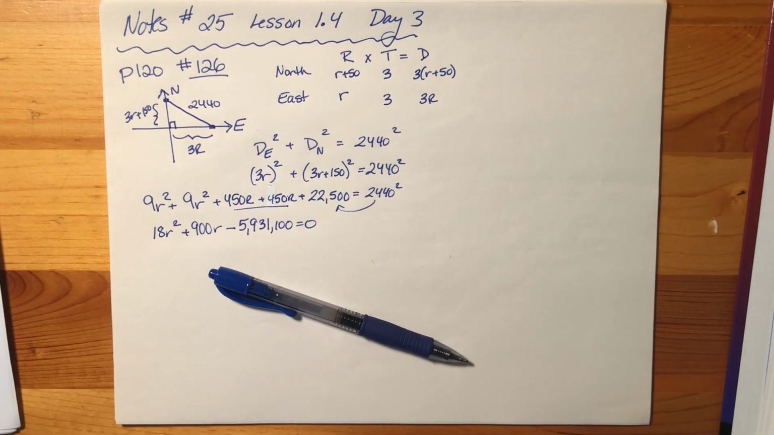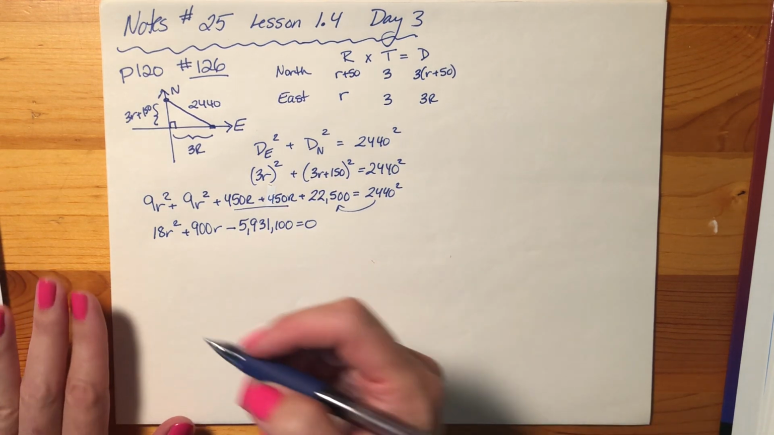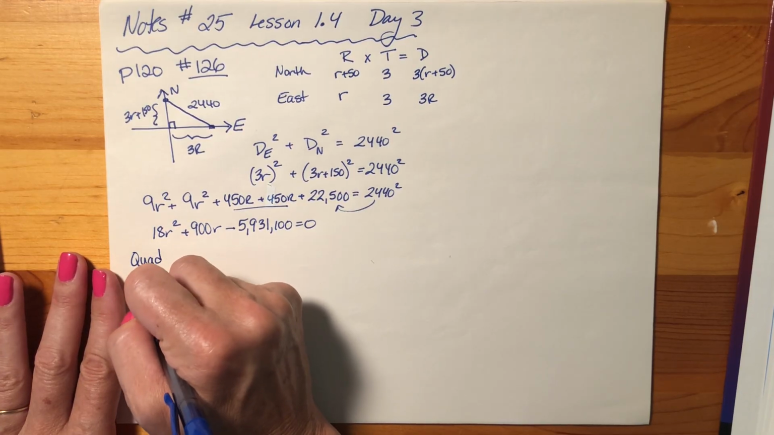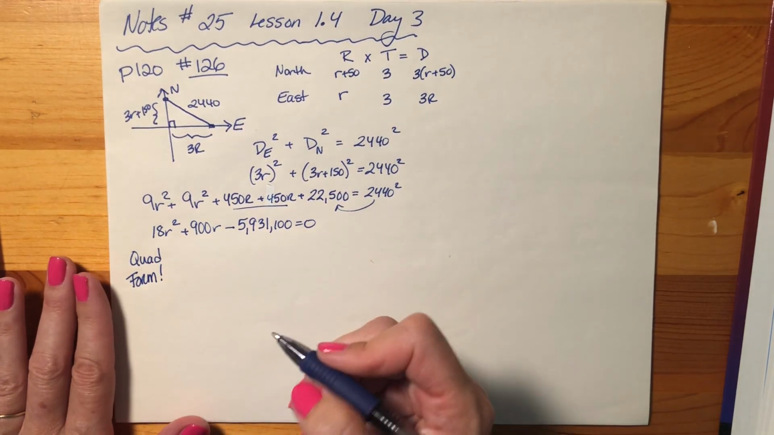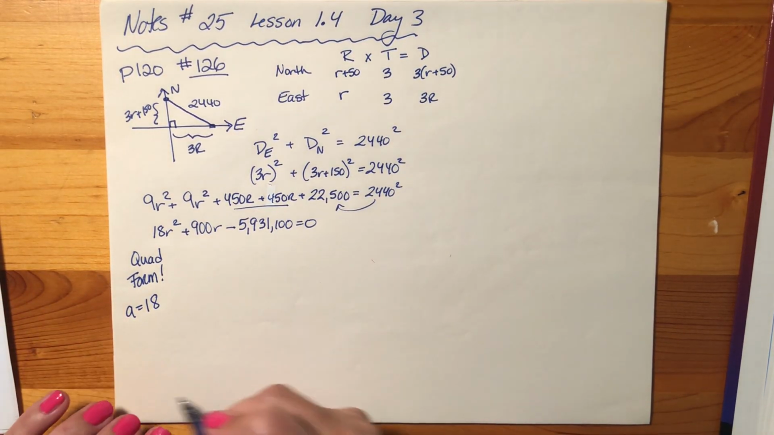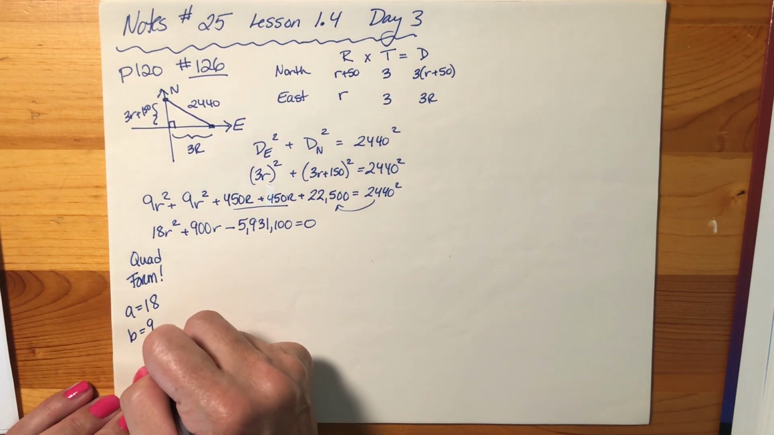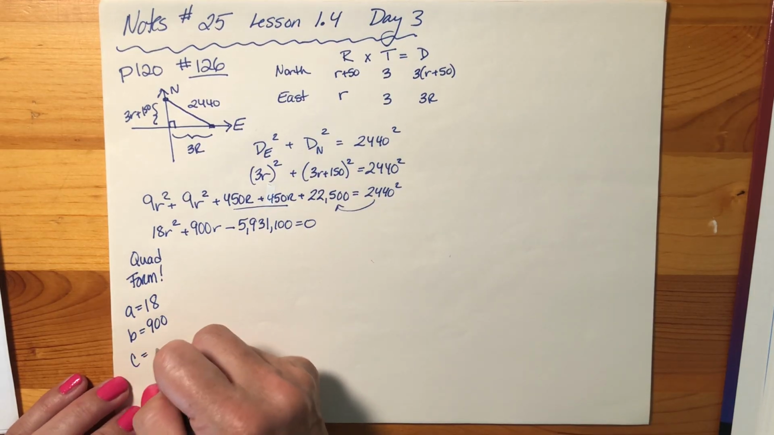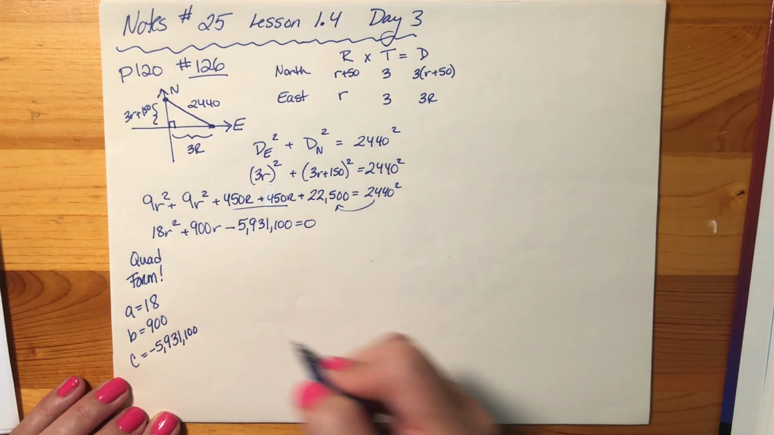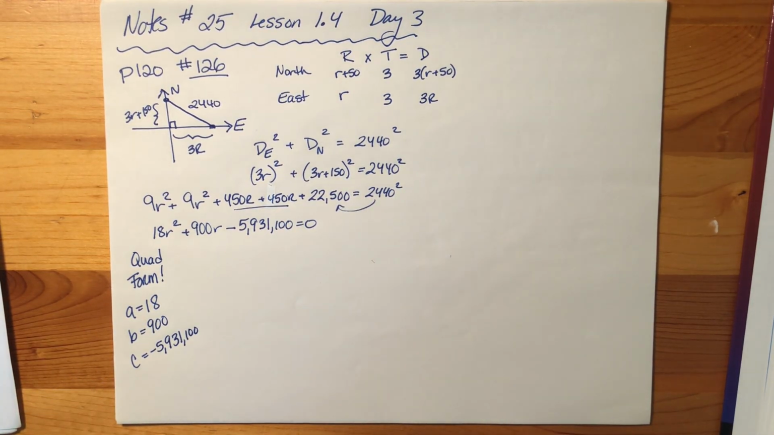Factoring that off the top of my head, probably not going to happen, right? So I need to use my quadratic formula. You know exactly. You need to use your quadratic formula. We love our quadratic formula. All right, so in this case, A is equal to 18. You can see that right there. B is equal to 900, and C is equal to negative 5,931,100.